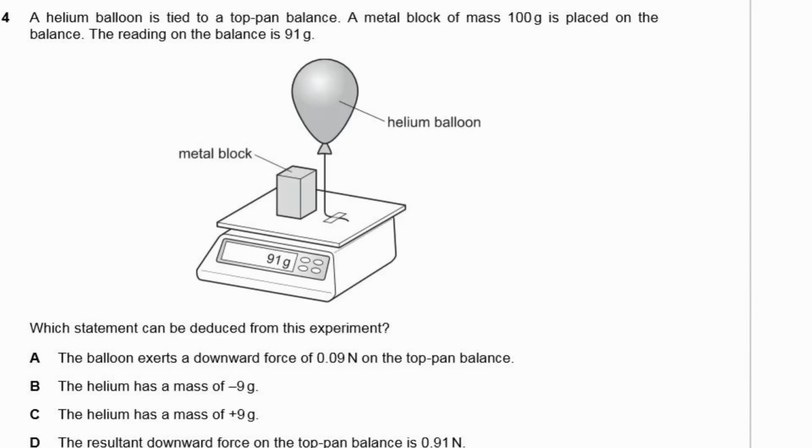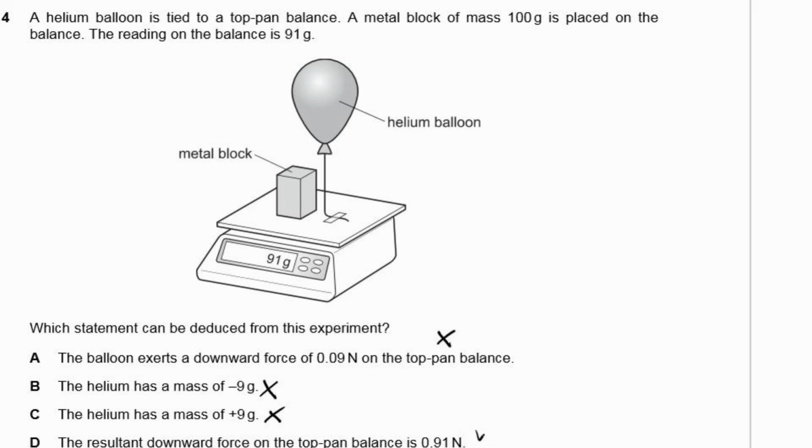Question 4. A helium balloon is tied to a top pan balance. The metal block of mass 100 grams is placed on the balance. The reading on the balance is then 91 grams. Which statement can be deduced from this experiment? A, the balloon exerts a downward force of 0.09 newtons. No, it exerts an upward force. B, the helium has a mass of -9 grams. No, that's just how it's reading it. C, the helium has a mass of +9 grams. No. And D, the resultant downward force on top pan balance is 0.91 newtons.